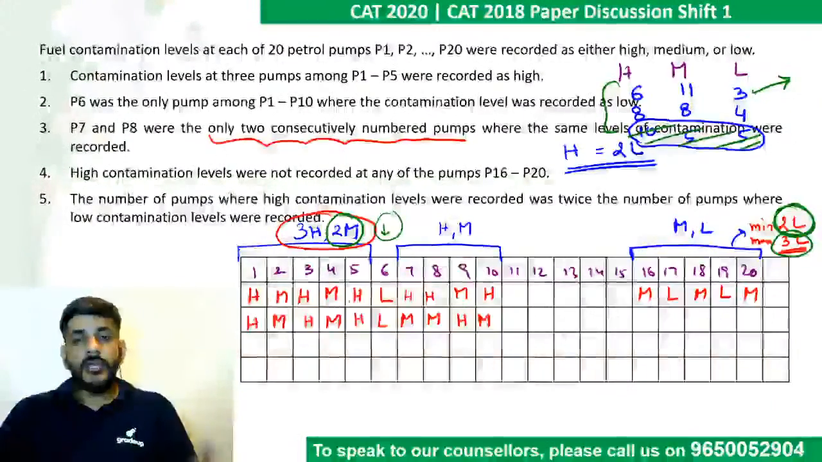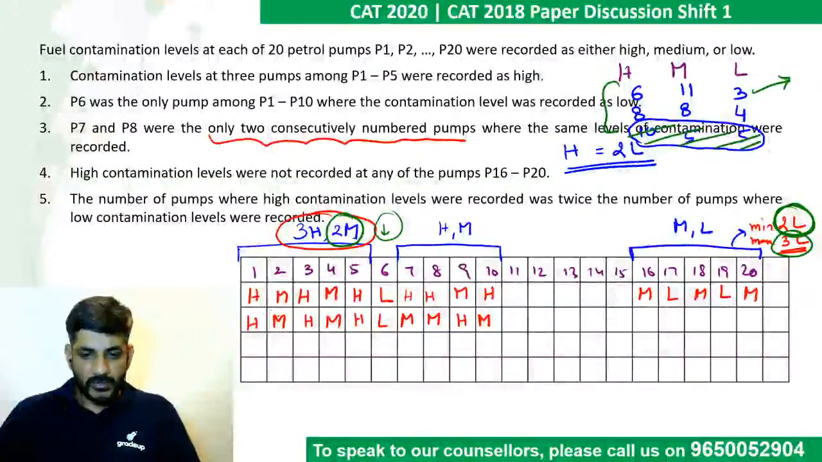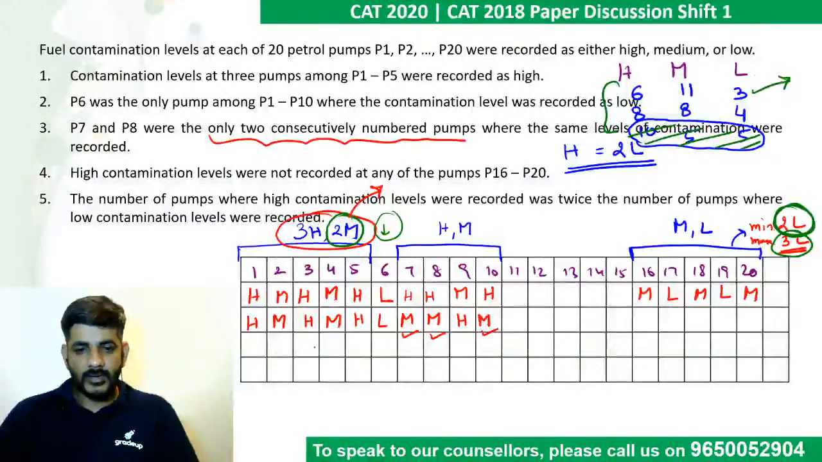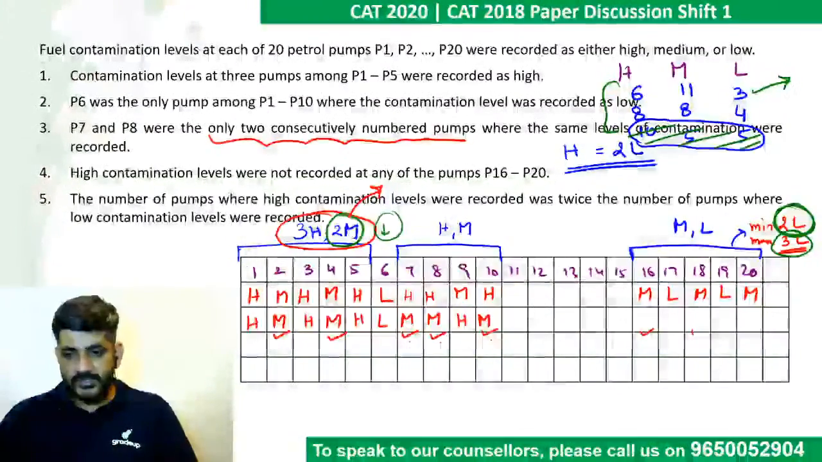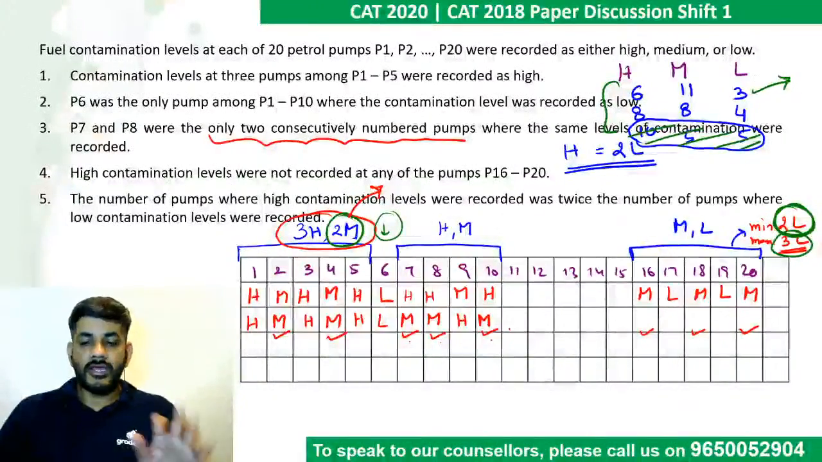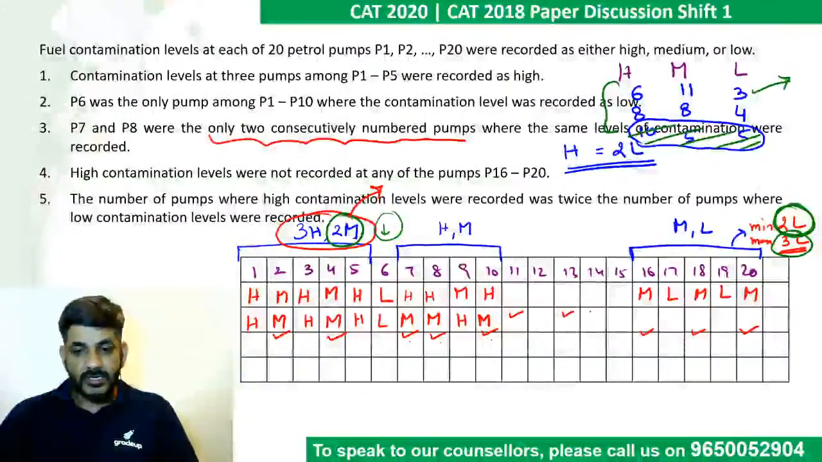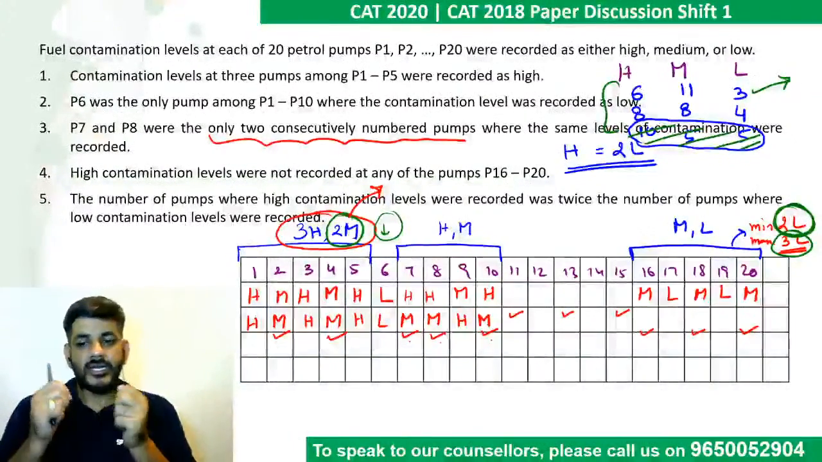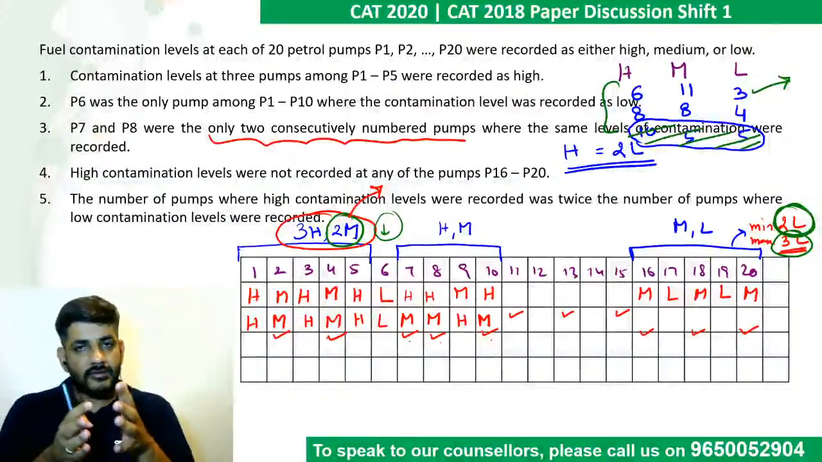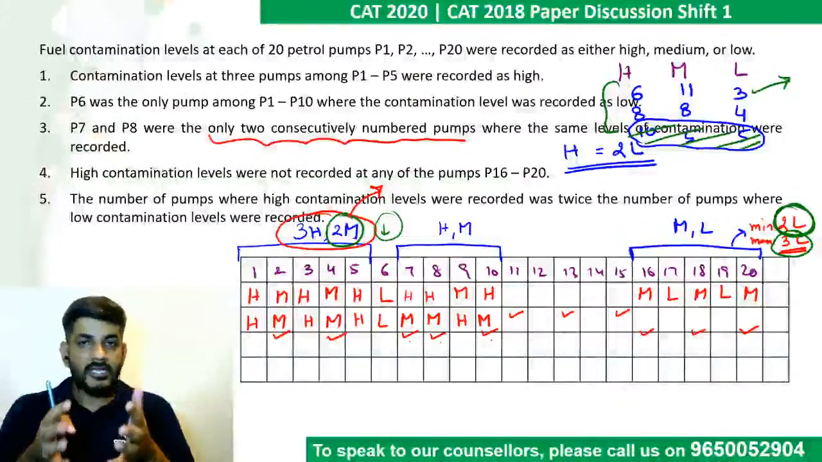Now how many maximum number of mediums can I have? Just look at this. From here 2 mediums are fixed. From here I can have maximum of 3 mediums. So 1, 2, 3, 4, 5, 6, 7 and 8. I already have 8 mediums. I need 3 more mediums. Those 3 mediums can only be there if I put them at 11, 13 and 15. But in that case 15 and 16 will have the same contamination level. 10 and 11 would have the same contamination level, and this is not possible.